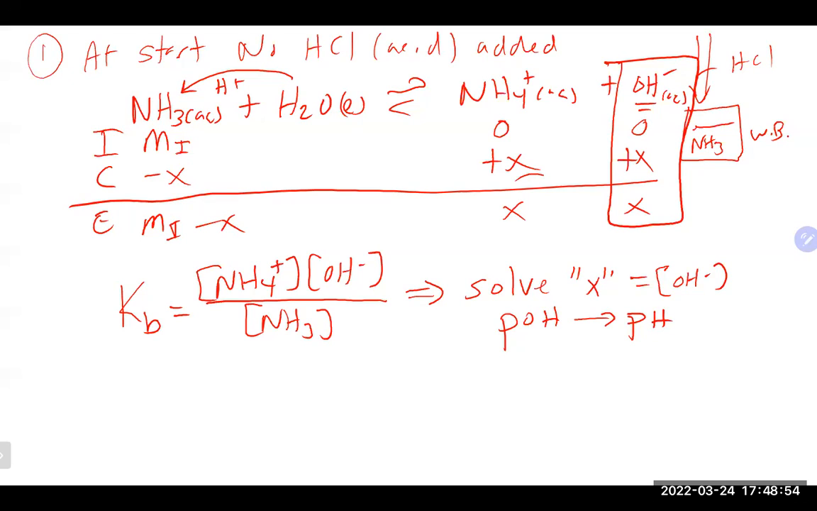So the beginning here is very similar to what we saw with the weak acid strong base titration, except that in that case we were starting with a weak acid, which meant we had to do a Ka problem. Here we're starting with a weak base, so we have to do a Kb problem in this case. Any questions on that there?